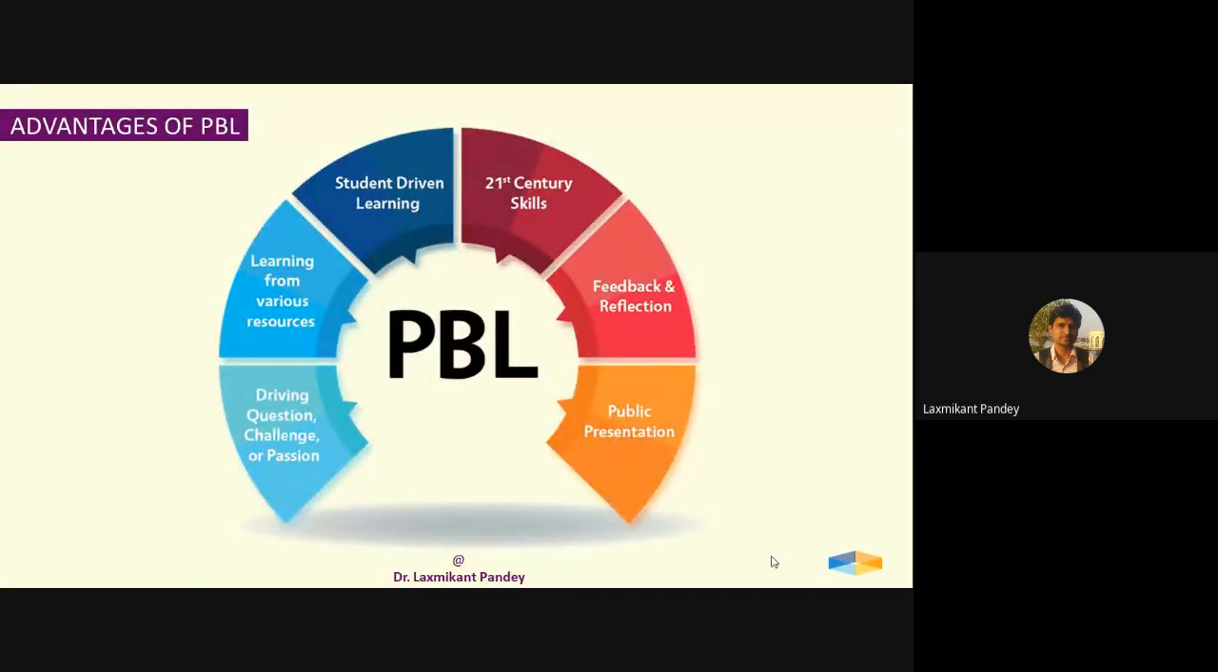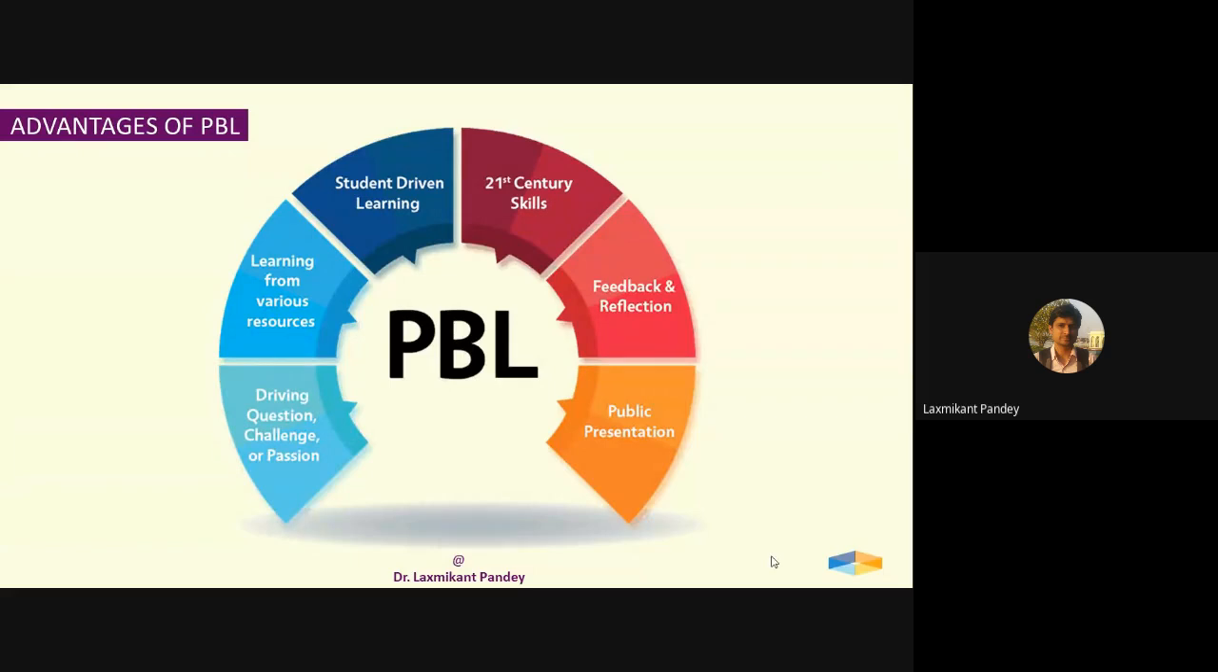Now, what are the advantages of PBL? Already mentioned. PBL is a student-driven learning. As I told you, students are involved in the process of learning. That is very important. And because the students are involved in the process of learning, he can retain the knowledge. As I told in my second slide called the learning pyramid, if the students are involved in the teaching methods, he can learn or understand the topic in a very effective manner, in a very ample amount. And PBL builds the 21st century skills.